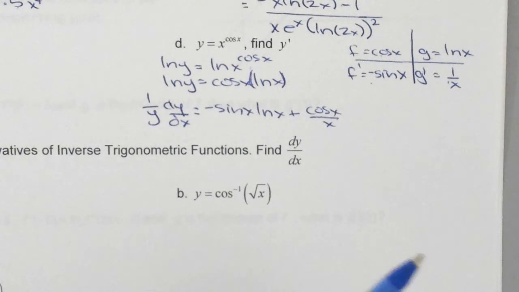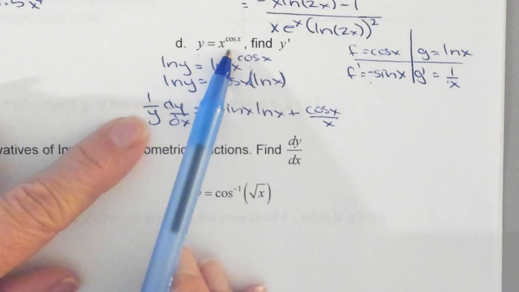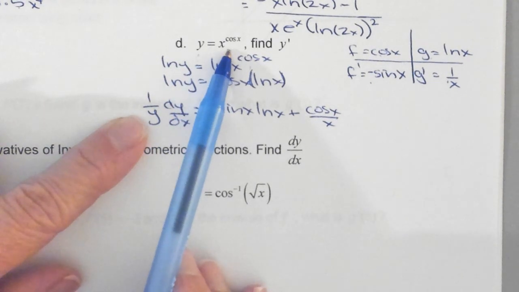Multiply by y, but this is a unique case because do we know what y is equal to? Yes, we do. Look at your original problem. It's right here. So when I'm multiplying by y, essentially I'm multiplying by x to the cosine of x.